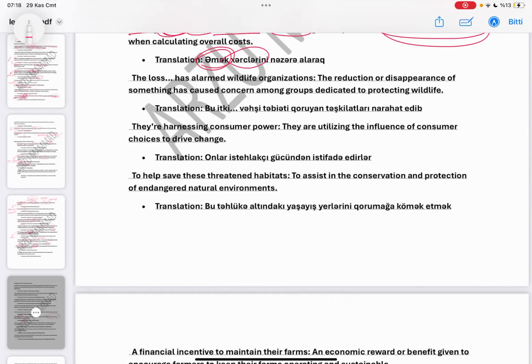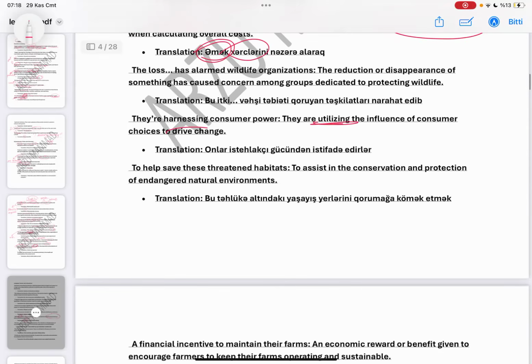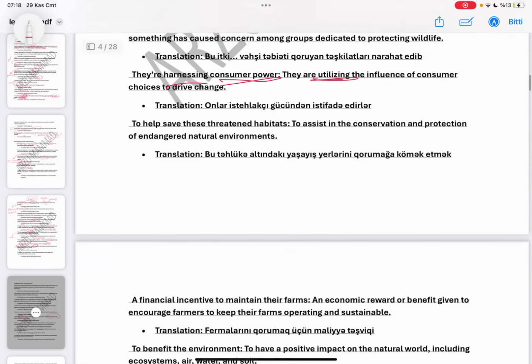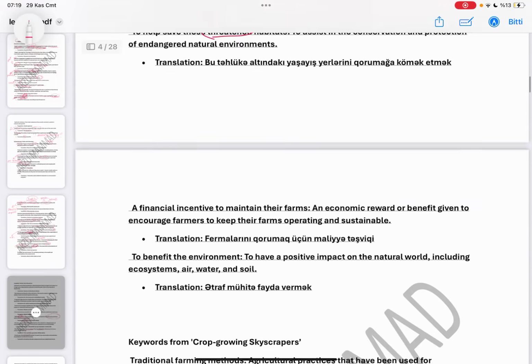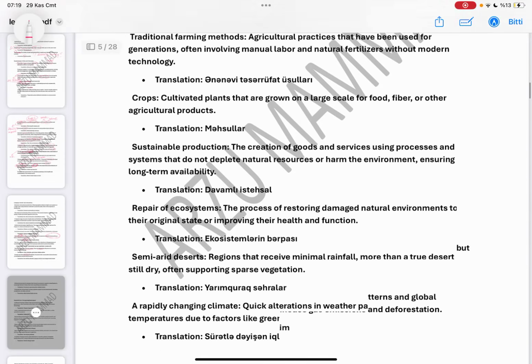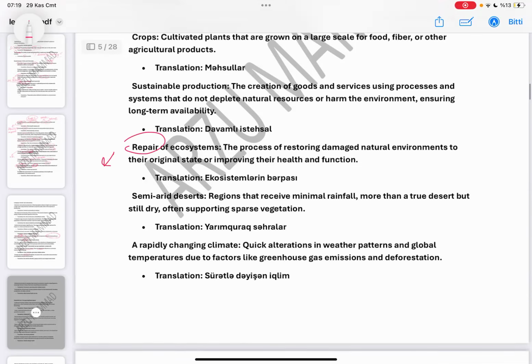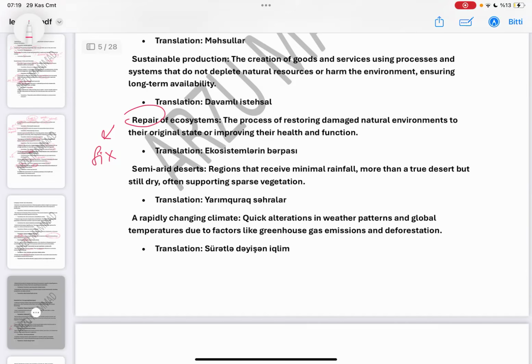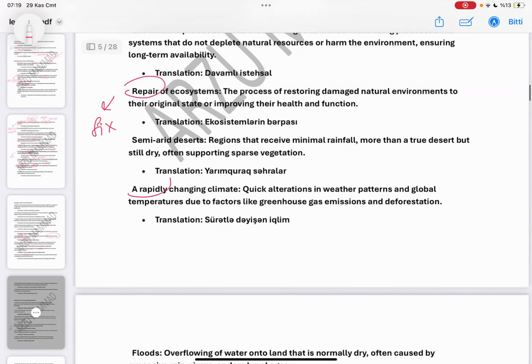So, okay, harnessing, they are using, utilizing, okay? Consumer power, I think you know this one. Threatened, we have already discussed this word. Incentive, maintain, we have discussed these ones. Crops, we have this one. The repair, this is the synonym of fix. Okay, remember, always keep the synonyms in your mind. Rapidly, like fastly, like frequently, okay? Here you can see quick, yeah. Changing, like quick alteration. Very good.